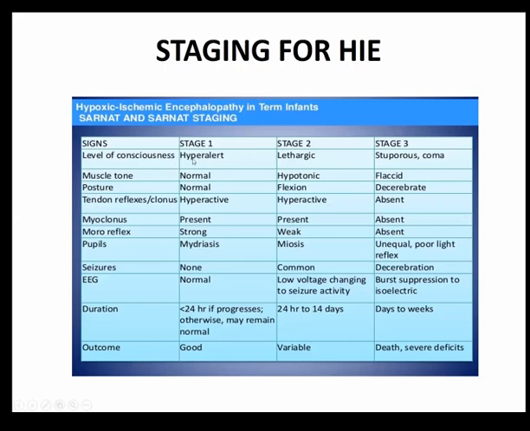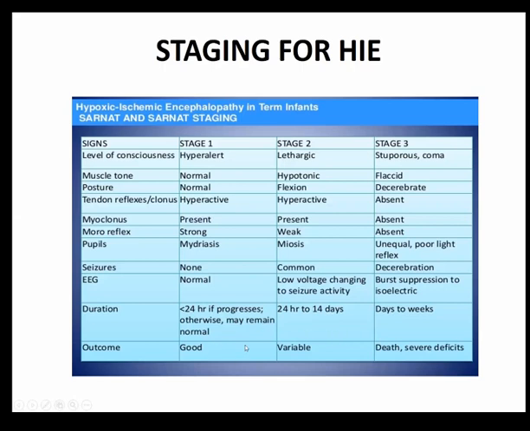Level of consciousness: it is hyperalert, lethargic, or suppressed, or coma. Tone: you have to see whether it is normal, hypertonic, or flaccid. It is very clear in the chart. Posture: you have to see the normal posture, or flexion, or decerebrate. Myoclonus is present or absent. So this is the way. You also have to see the EEG finding, low voltage or a burst pattern.